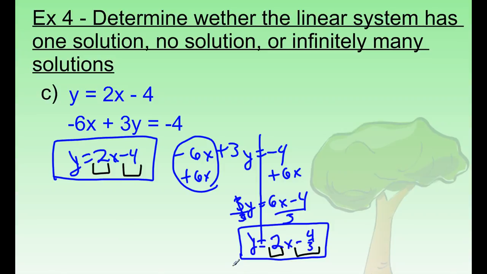They have the same slope, so they're either parallel or overlapping. Intercept, this one's crossing the y-axis at -4. The other one's crossing the y-axis at -4/3. So that's not the same thing. Therefore, these two are parallel, and there is no solution.